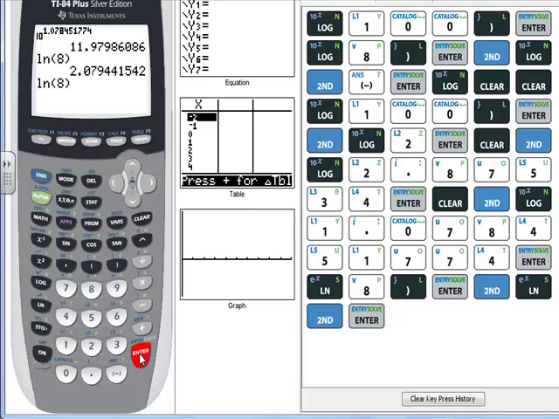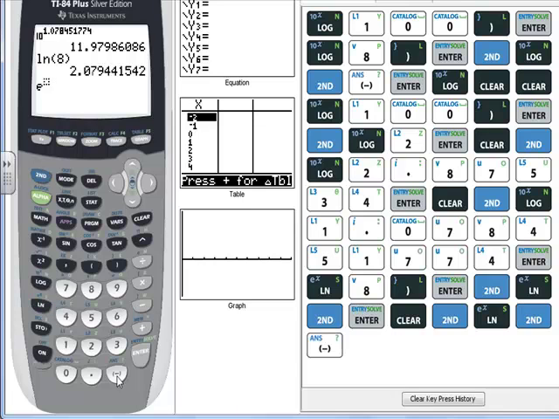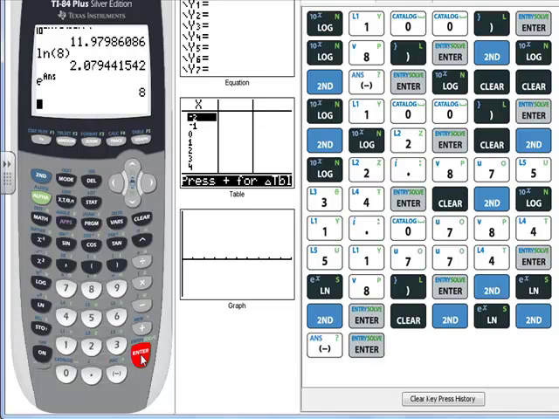And something weird just happened there. Hold on, I didn't mean to hit that. Let me try this again. Okay, if I hit second ln, I get my e, and now I actually hit second with the negative sign. That brings my answer, and I'll get myself back to that 8.